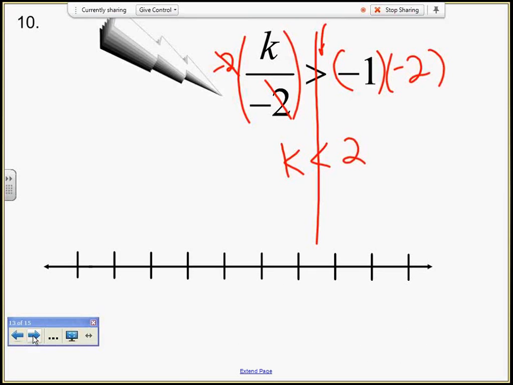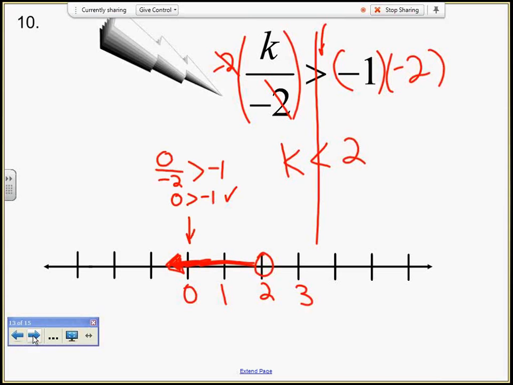When I graph it, it's going to be open, and I want all the values that are less than 2. Can anyone think of an easy number for me to check to make sure I've got this down right? I like 0. 0 is an easy one. I'm saying that's in my solution set, so let's try it. 0 divided by negative 2 should be greater than negative 1. 0 divided by negative 2 is 0. Is 0 greater than negative 1? Oh, yeah, it definitely is. So I've checked it. I know the correct side is graphed.